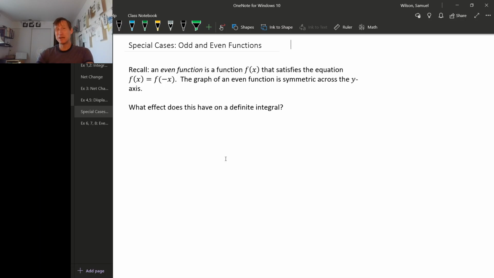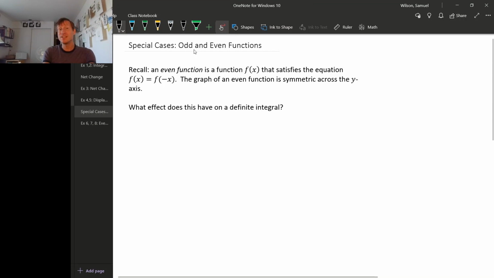There are a couple nice special cases that make integrating certain functions much easier. These are basically tricks or shortcuts for integrals for these special cases. You never have to use these shortcuts, but these shortcuts can be kind of nice. So, let's see what they are.